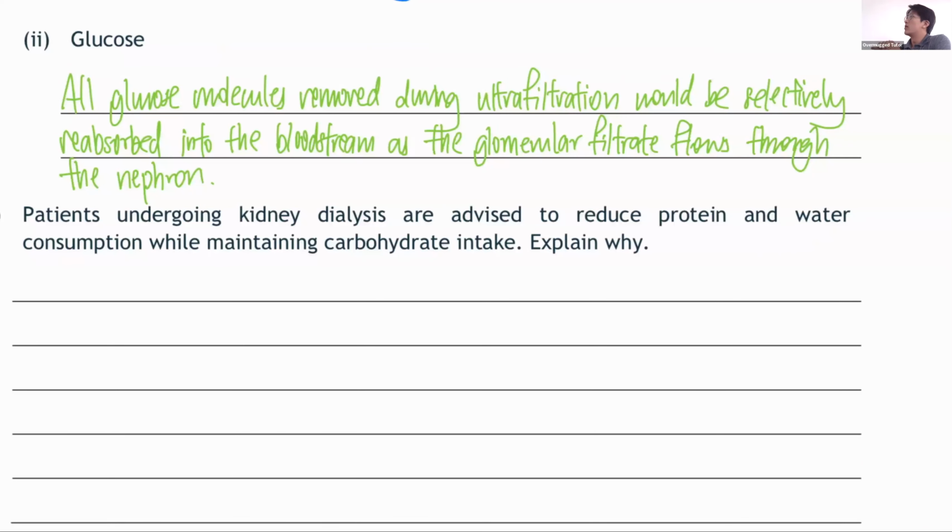Okay, so kidney dialysis, we talked a little bit about it earlier on. Here we are saying that they should reduce protein and water consumption while maintaining carbohydrate intake. So we need to talk about all three nutrient groups, right? So let's look at the maintained carbohydrate intake. Why do they want to maintain? Whatever amount of carbohydrates you used to eat, continue consuming it. Why is that possible?